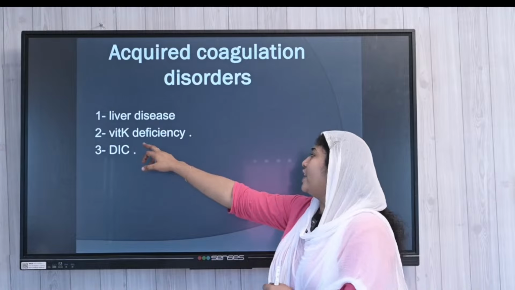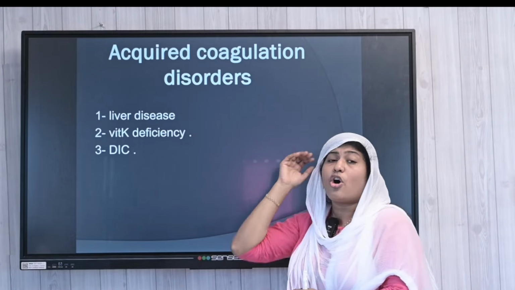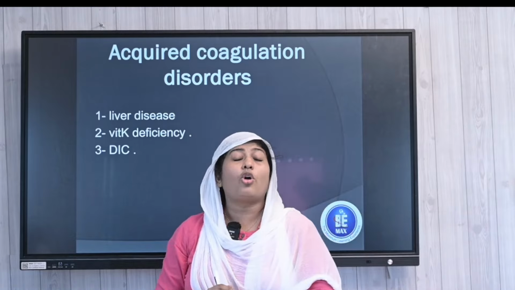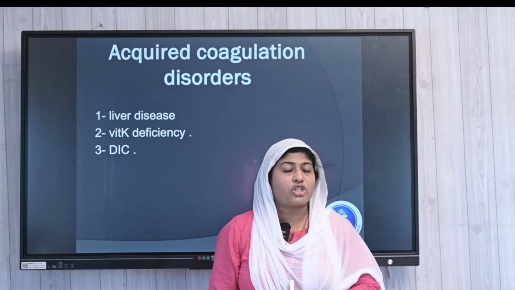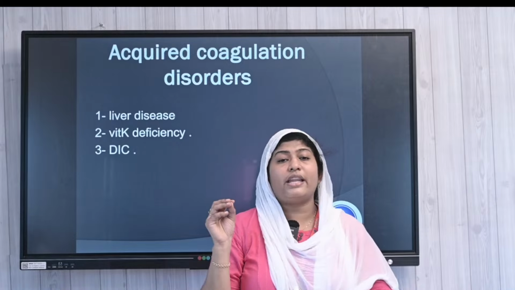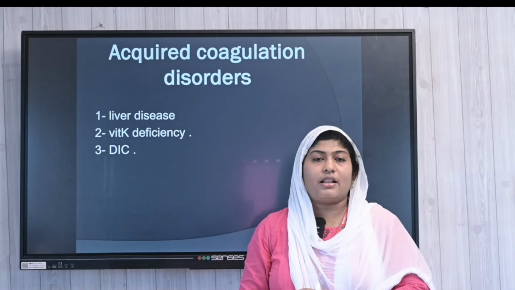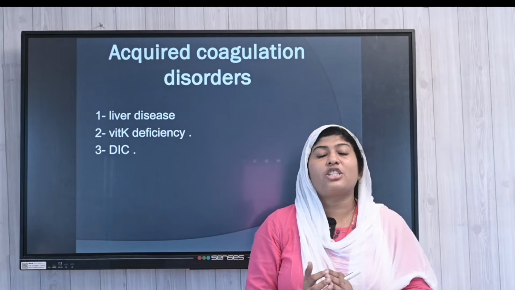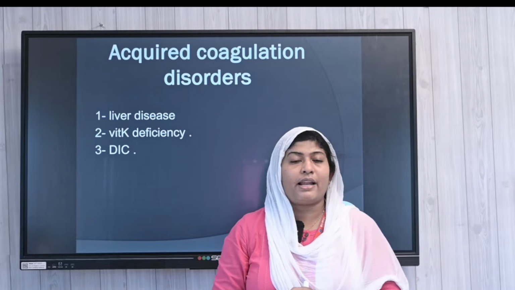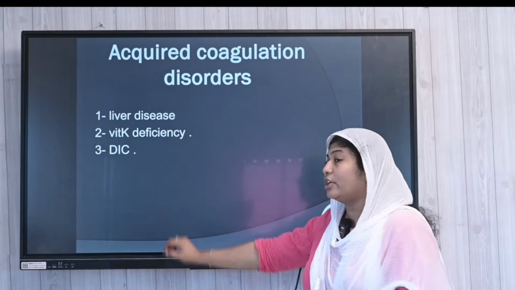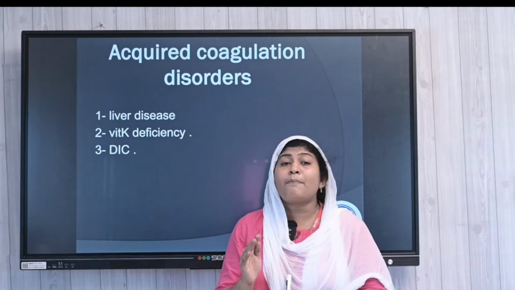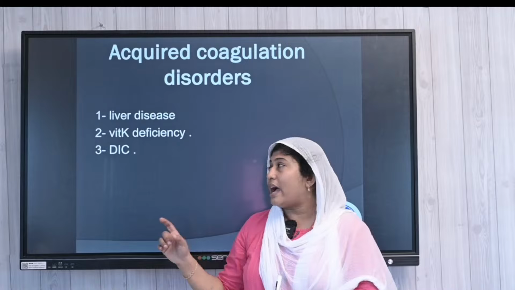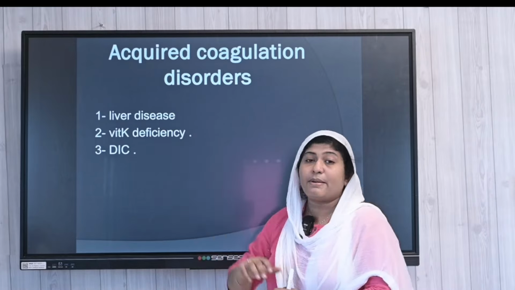Then the next condition, vitamin K deficiency. You all know vitamin K is also called the coagulation vitamin. See, the name itself supports blood coagulation. During any injury to a blood vessel, our coagulation factors should be activated to stop the bleeding permanently. So vitamin K has an important role, because some coagulation factors depend on vitamin K for their production.